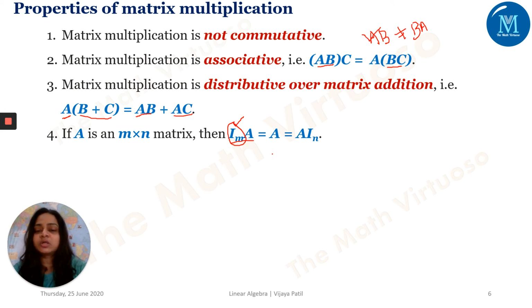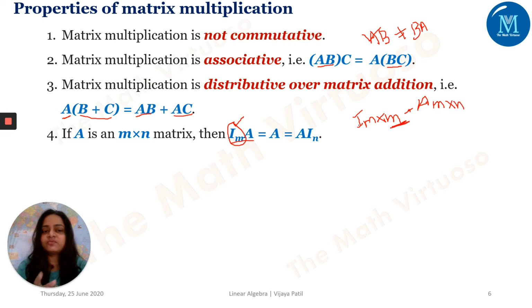Matrix multiplication is not commutative, meaning I_m into A is not equal to A into I_m, because if you observe this I_m, the order of the matrix is m cross m, right? And into A, the order of matrix A is m cross n, right? So this multiplication happens because the number of columns of I is the same as the number of rows of A. Therefore, this is pre-multiplication.